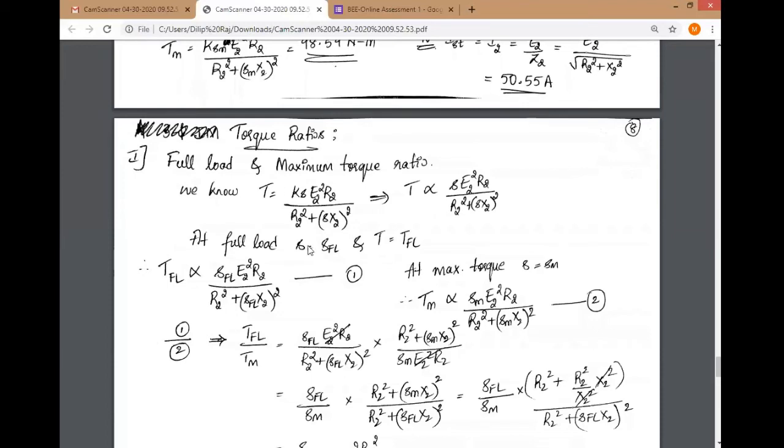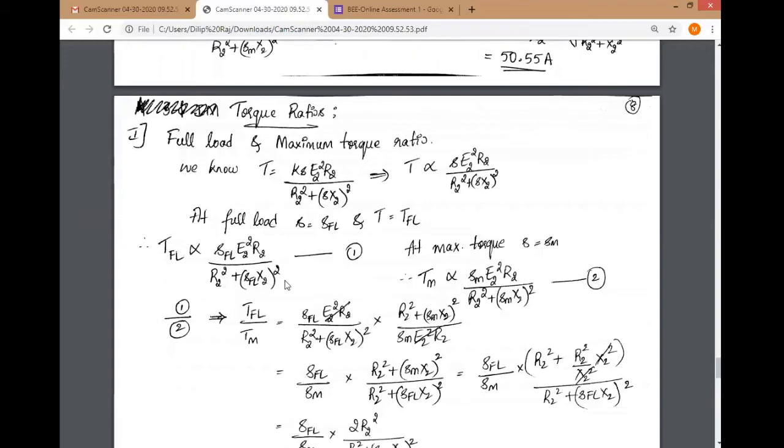For this, let us consider the general torque equation, where T is K S E2 square R2 by R2 square plus S X2 the whole square. Just remove the proportionality constant, so torque will be directly proportional to the remaining term other than K. First we will consider the full load torque. At full load, let us represent the slip as SFL and the torque as TFL. So replacing S by SFL, we get the full load torque TFL. Now this is the equation with respect to full load.